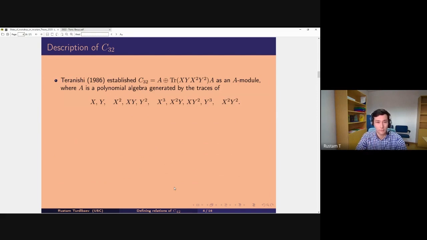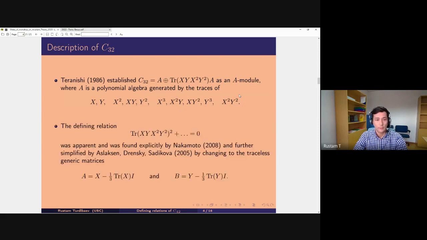If we look at the first interesting case, in the sense of pairs of matrices, it is the case n equals 3. In Teranishi in 1986 established that these 10 generators form primary invariants, and this trace here is the missing generator. And there is this Hironaka decomposition for C_32. Then it is apparent that the generating relation should involve the square of this trace.